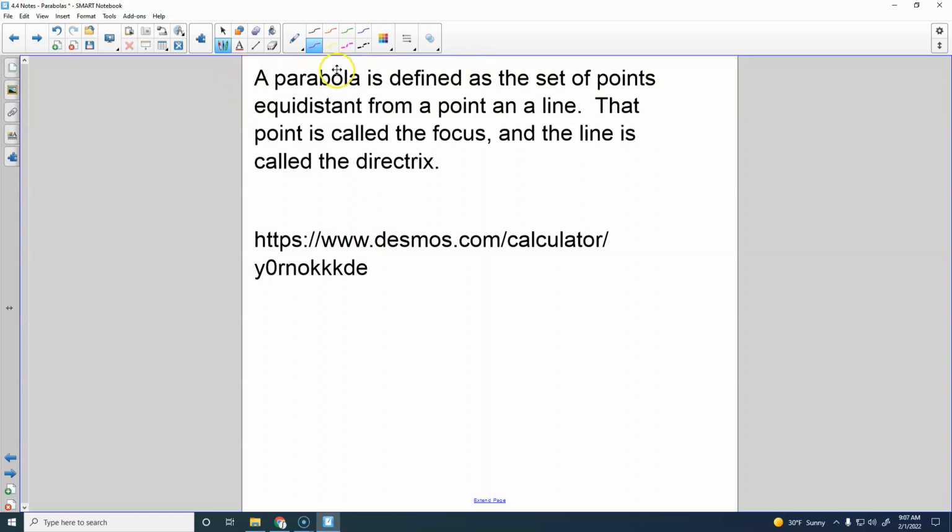Alright, so a parabola is defined as a set of points equidistant from a point, I should say, and a line.